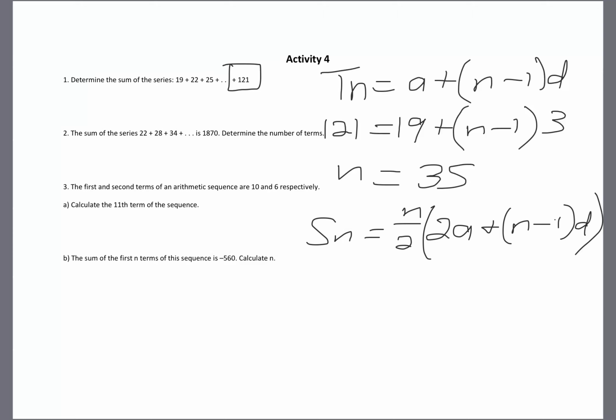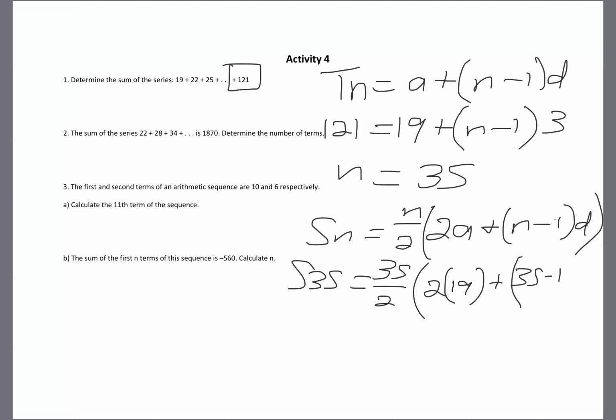Yes, ma'am. So I'm just going to say S35 is equal to, then I just substitute: 35 over 2, what's my a? 19. 19 plus n minus 1, n is going to be 35 minus 1, multiplied by my d, which is 3, right? Yes, ma'am. And then I just punch that in my calculator. What's my S35 going to be?